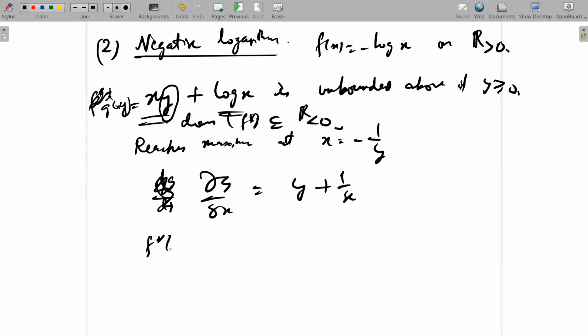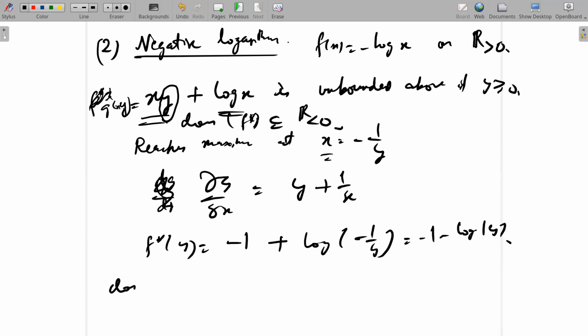So the value of f star at y is, in fact, I have to plug in this value, x equals minus 1 over y. So I get a minus 1 plus logarithm of minus 1 over y. I'm putting in the particular value of x. And this is nothing but minus y is the absolute value of y, because y is assumed to be negative. So this is minus y minus log of the absolute value of y. So the domain of f star is equal to, and f star of y is minus 1 minus log of minus y. All right, so this is the conjugate of the negative logarithm.